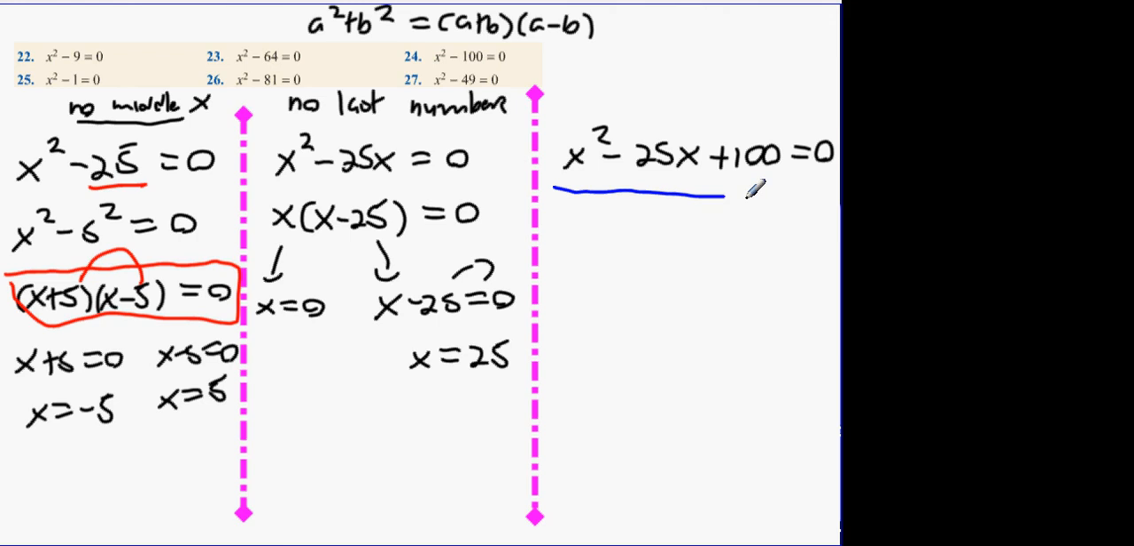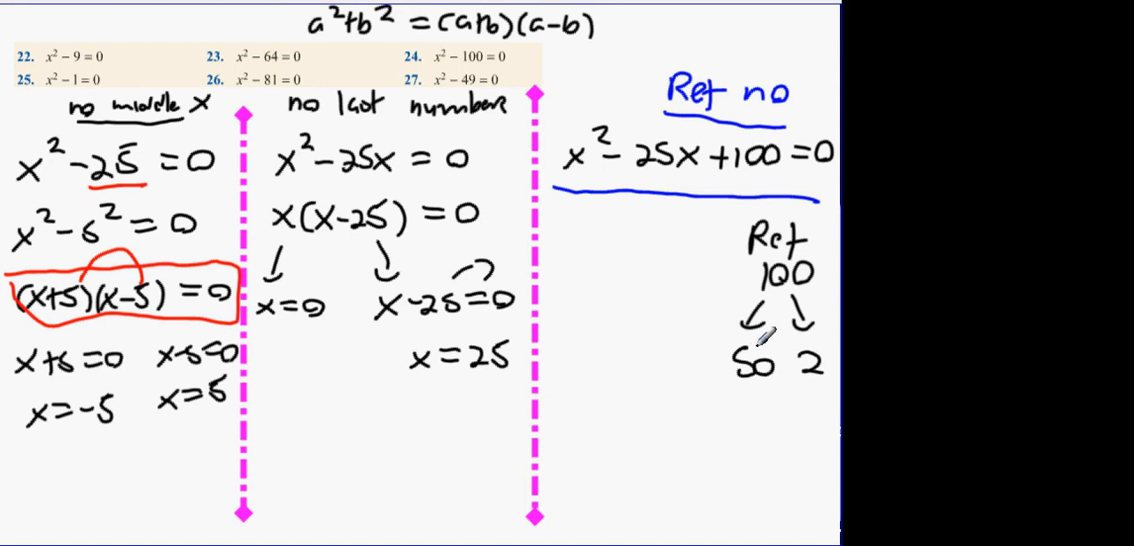The third part has all three numbers. When you have all three numbers, you're going to do what's called the reference number. Do you understand? Reference number. So, Stephen, what do you get for this one? What is the reference number? 100. And what does 100 break up into? Just choose some numbers. Pick any number that will divide into 100. 50 by 2. Now 50 by 2 won't work because it doesn't add together to give you 25. Pick another one.